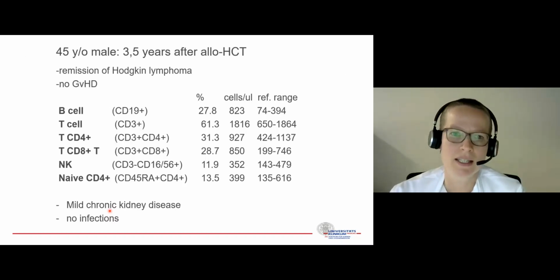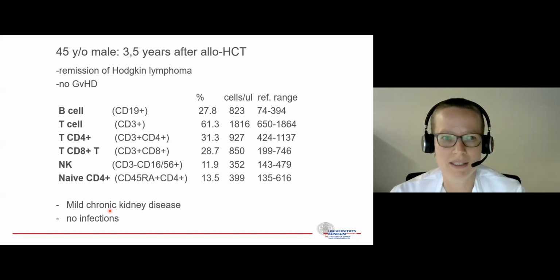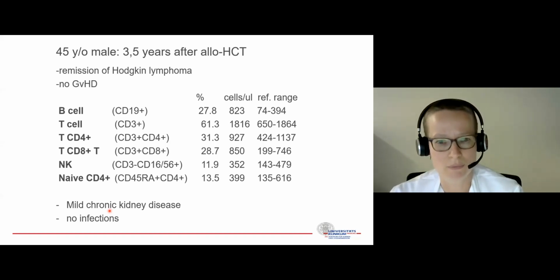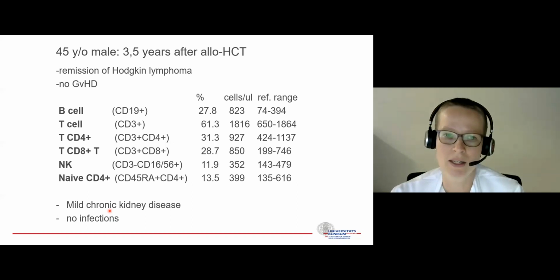Next slide. He is now 3.5 years after transplant. He is in complete remission for his Hodgkin lymphoma. He does not have GVHD. He has good lymphocyte reconstitution, as you can see here. He does not need IG supplementation, and he does not have infections anymore, but he continues to have mild chronic kidney disease, most likely toxic from his diabetes and the cyclosporine treatment.